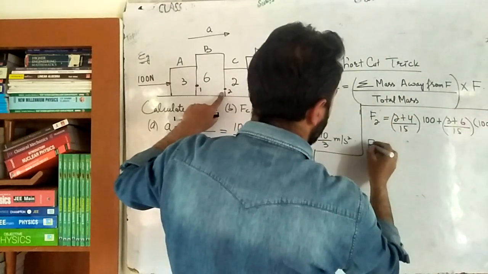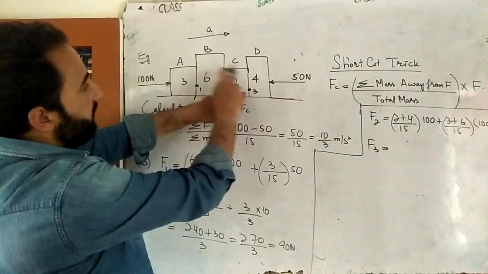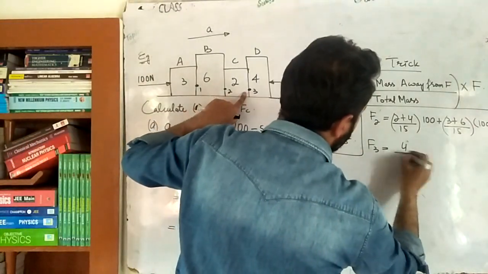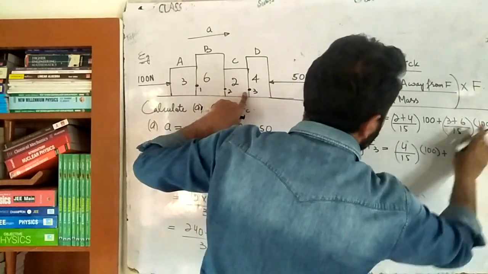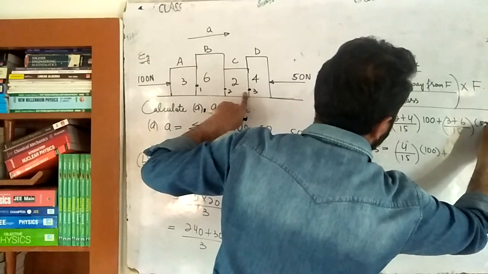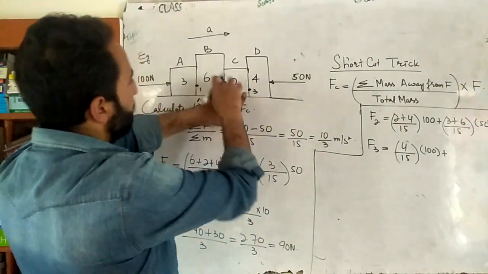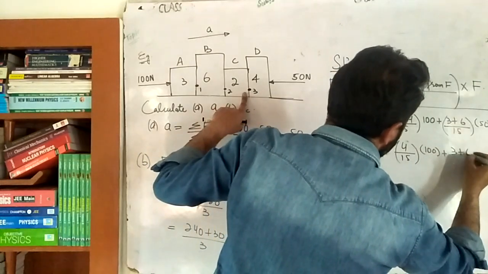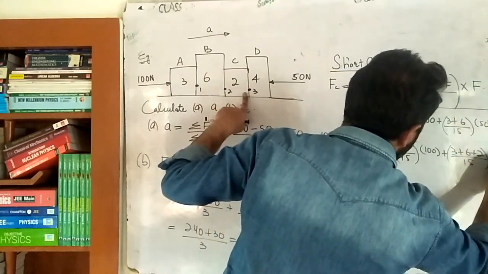So solve F3, the contact force at this point. With respect to 100, the mass away is 4 kg, so that is 4 divided by the total 15 multiplied by 100. Sorry, here it is multiplied by 50. Plus, with respect to 50, the mass away is 3 plus 6 plus 2, that's 3 plus 6 plus 2 divided by the total 15 multiplied by the external force, that's 50.